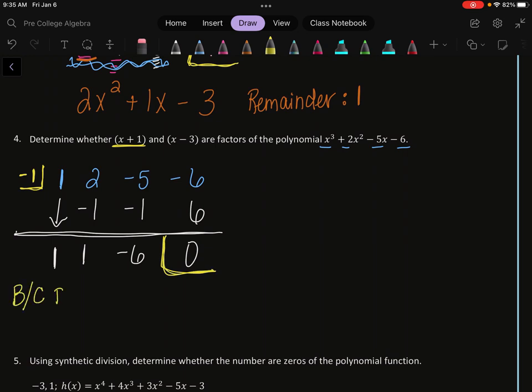So in fact, because the remainder is 0, x plus 1 is a factor. So it's kind of as easy as that.